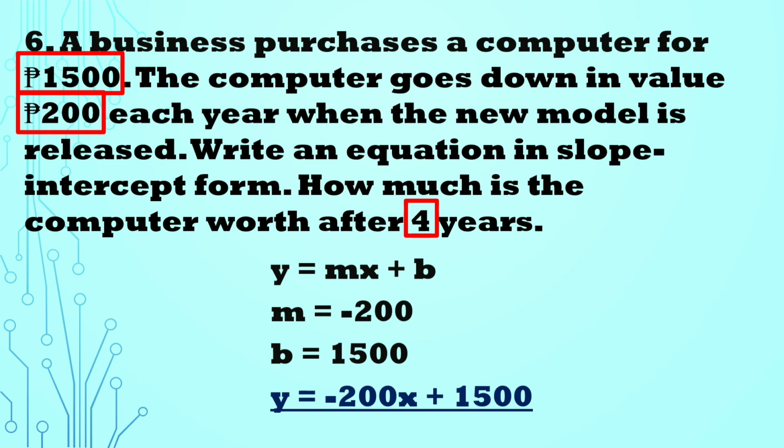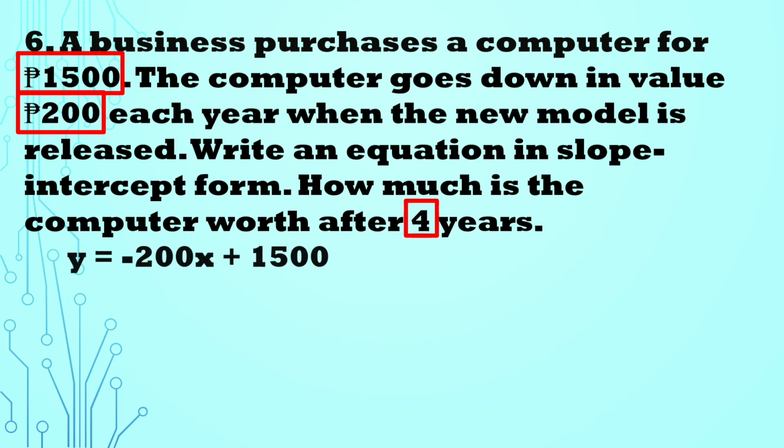At kukunin natin yung halaga ng computer after 4 years. So, ito gamit yung ating equation. Ayan. So, yan yung ating slope-intercept form. So, y equals negative 200x plus 1,500. And yung ating x ay 4 kasi yun yung number of years. So, we have x equals 4.